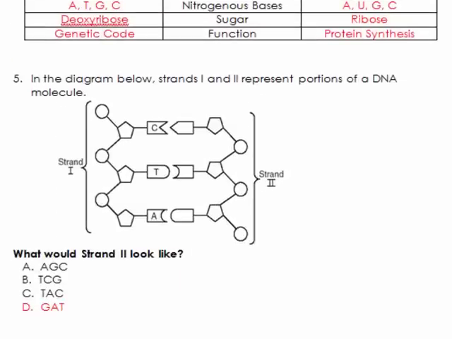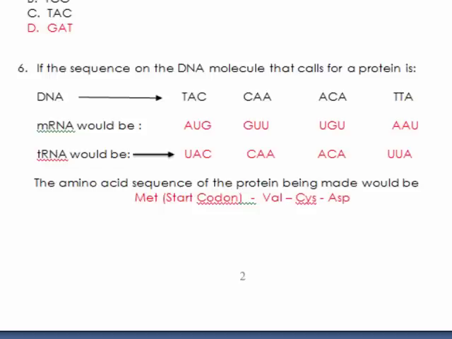In the diagram below, strands 1 and 2 represent portions of a DNA molecule. What would strand 2 look like? Base pairing rules: C bonds to G, T bonds to A, A bonds to T. So the correct answer is D, G-A-T.